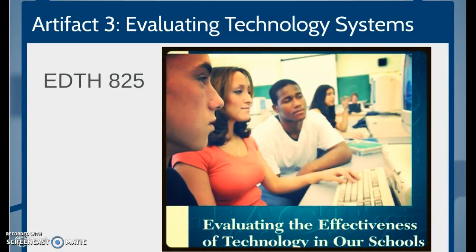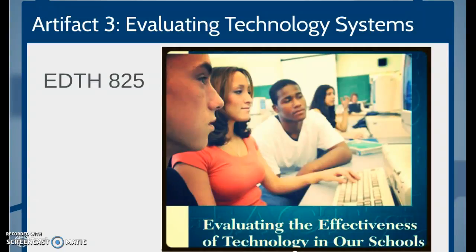All right, the next artifact that we're going to be going to, and my last one for this standard, is evaluating technology systems from EDTH 825. For this assignment, I reviewed a report created by the ACT Office of Policy Research. So if you see, this was the opening picture for it right here. The main purpose of this activity was for me to critically analyze the information presented, which is a huge part of being an information specialist. And then I had to determine how it applies to my current and future setting one day as a librarian, and consider how I personally felt about the points that were being made in this policy.